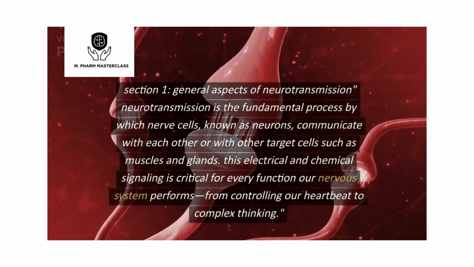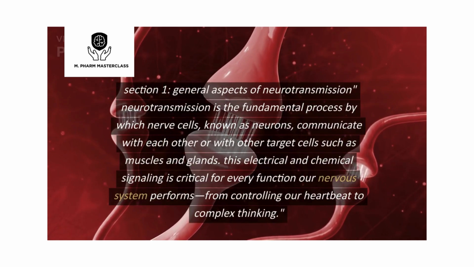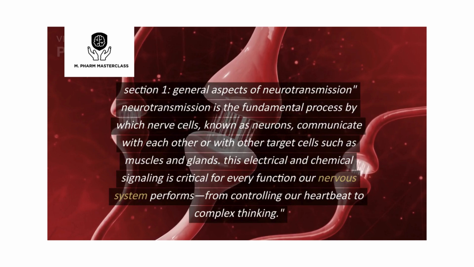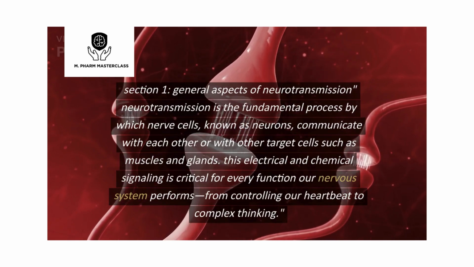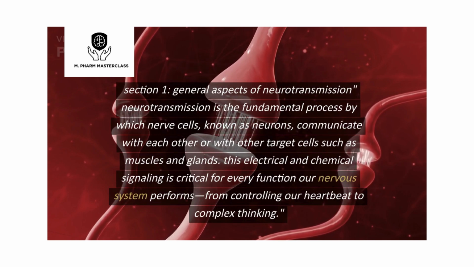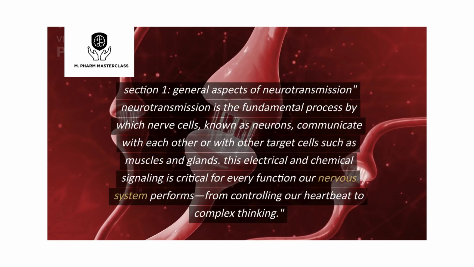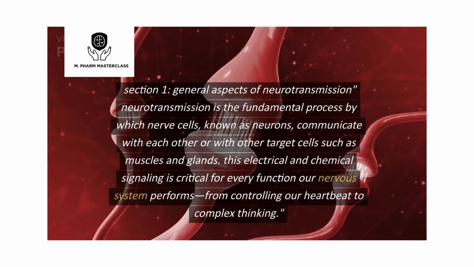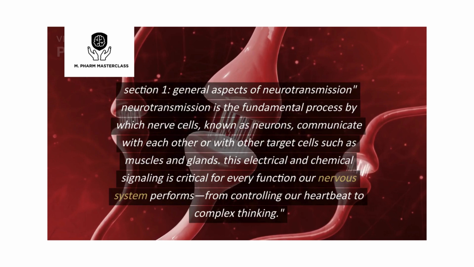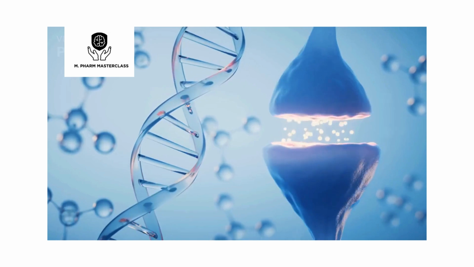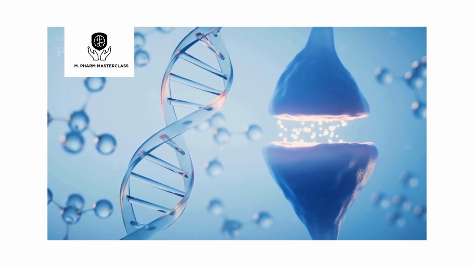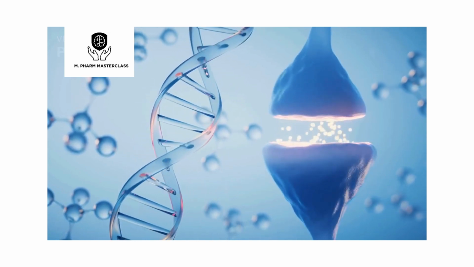Section 1. General aspects of neurotransmission. Neurotransmission is the fundamental process by which nerve cells, known as neurons, communicate with each other or with other target cells such as muscles and glands. This electrical and chemical signaling is critical for every function our nervous system performs, from controlling our heartbeat to complex thinking. Visual. Close-up of the synapse, showing synaptic cleft and receptors.